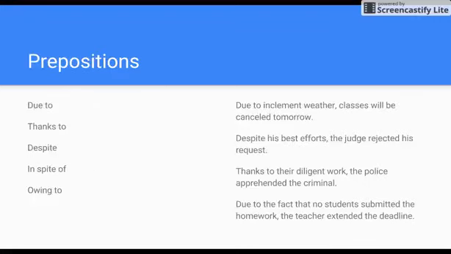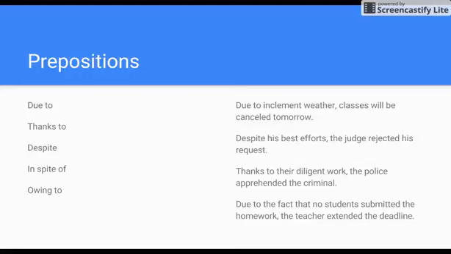Okay, so one more type, which is prepositions. So prepositions are used with nouns. They're a little bit different from the other ones that we've talked about before, because they don't connect two complete clauses, but they connect two ideas. One main clause, and then one, I guess you can say, noun phrase. Okay, so let's look at an example.